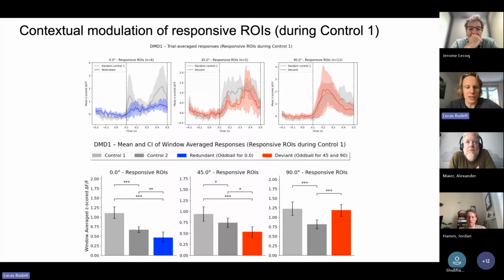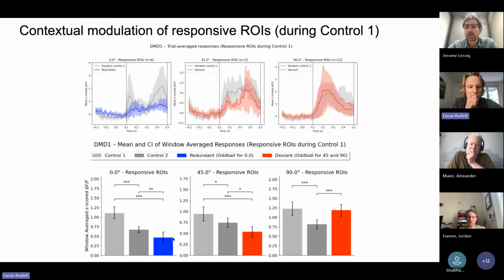And one interesting thing is that if you choose ROIs that are active already during the first control, so think of it as a synapse coming from a neuron that is selective for that stimulus, or is at least responsive for that stimulus already at the beginning of the experiment. And for those synapses, we clearly see that there's very strong depression, which you can see here. So there's very strong depression occurring for those.